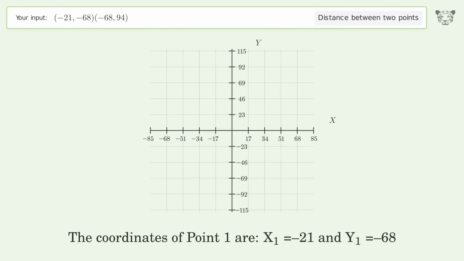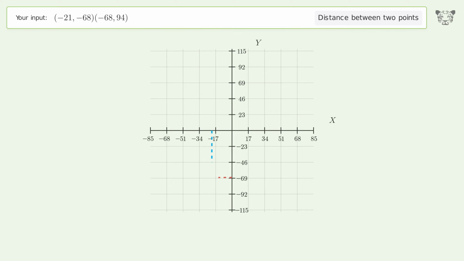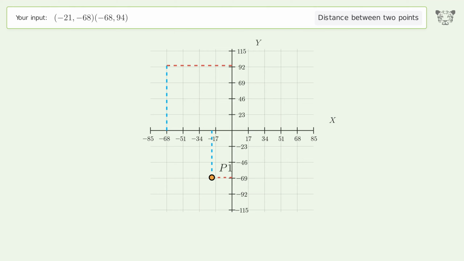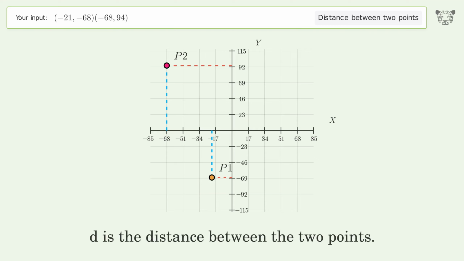The coordinates of point 1 are, x1 equals -21 and y1 equals -68. The coordinates of point 2 are, x2 equals -68 and y2 equals 94. D is the distance between the 2 points.